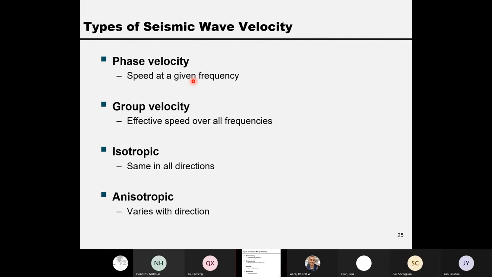And in the previous table, we were talking about P-wave velocity. P-wave velocity is a group velocity. It means you sum up all the frequencies together, and you have a so-called equivalent velocity, right? The so-called group velocity. Okay. Physically, they are different.